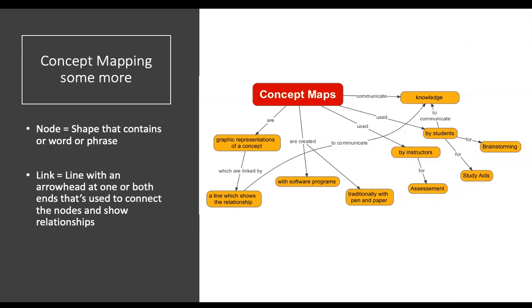So some more on concept mapping. The node is the shape that contains a word or phrase. So you can see here the nodes are red or orange. And then the link is the line with an arrowhead either at one end or both ends that's used to connect the nodes and show relationships. And so again, you can use pictures, you can use vocabulary, you could use videos to create these concept maps. And you can also create virtual concept maps, which might be great for the older kids, but you can also give the students cutouts and pictures and then have them draw the lines, or maybe you draw the lines and as a whole class create a concept map if you have younger learners.